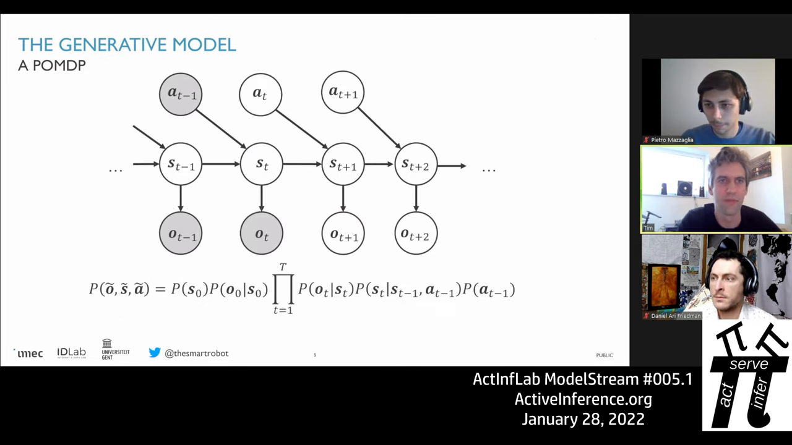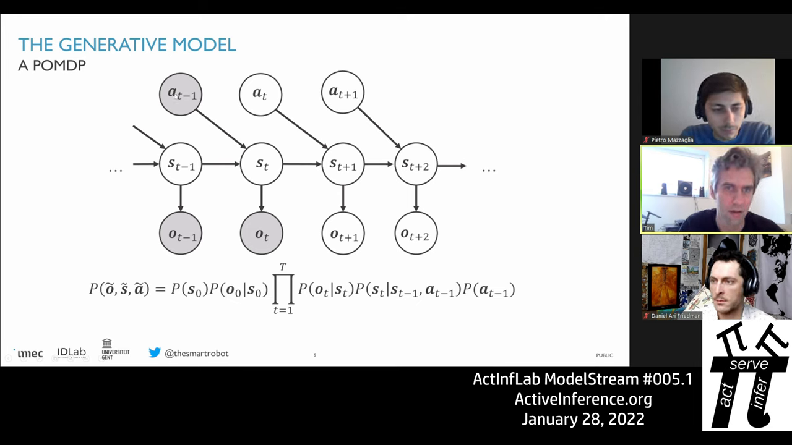We start off with setting the scene with a generative model. It's a laid out version of the diagram of the agent and the environment that was on the previous slide. This unfolds over time. You are in a certain state that gives rise to a certain observation. Then, given an action and your previous state, you move ahead to the next state. And this process unfolds over time.